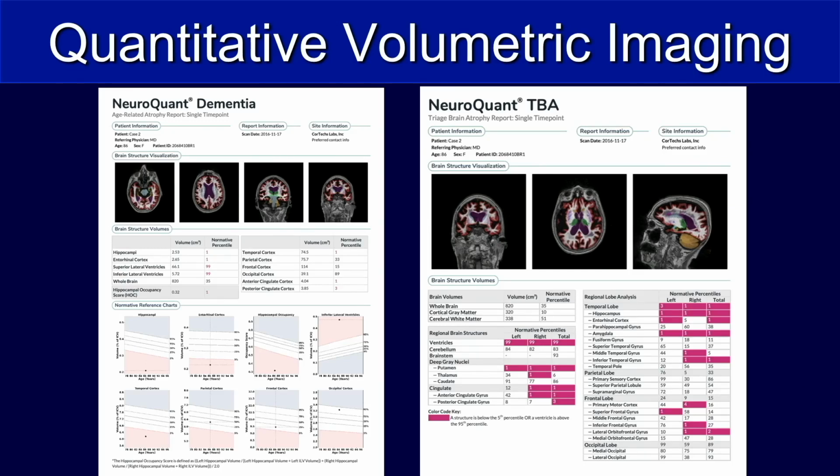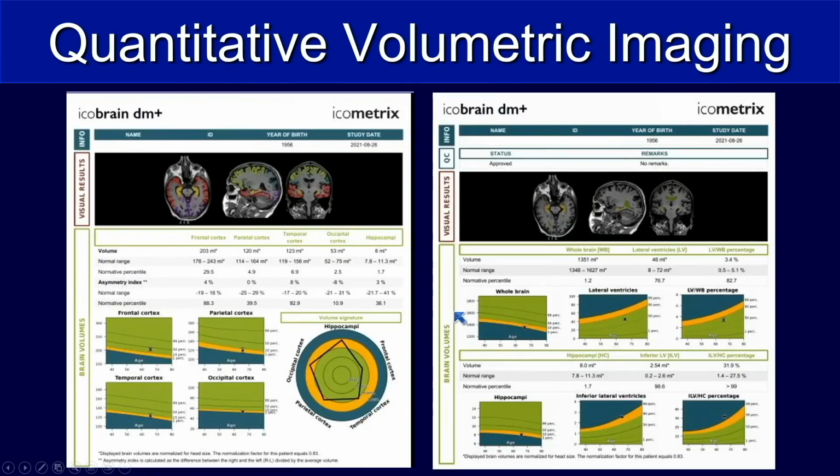This happens to be NeuroQuant, and you see here pertinent structures that might be related to dementia. The quant can be used in multiple other things as well, which we'll talk about in a different lecture. But the hippocampus, the entorhinal cortex, and the lobar cortices. Anything in the pink here is more than 2 standard deviations outside of the mean. And this is the triage brain atrophy report. Again, more structures listed here, and the red boxes are statistically significant, 2 standard deviations outside of the mean.